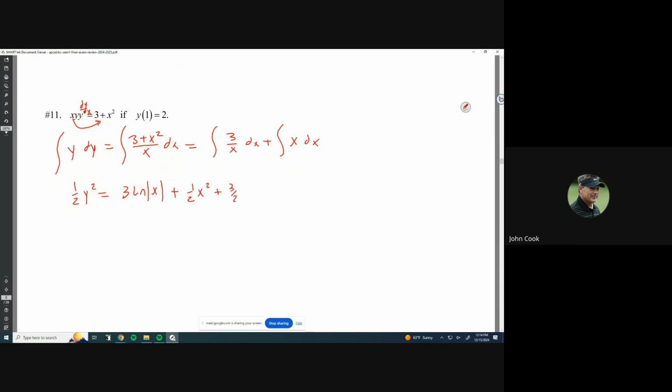And then you get y all by itself. I'd multiply both sides by 2, and then I take the square root of both sides. And that'd be my particular solution for this. Okay, there's number 11. And that is it.